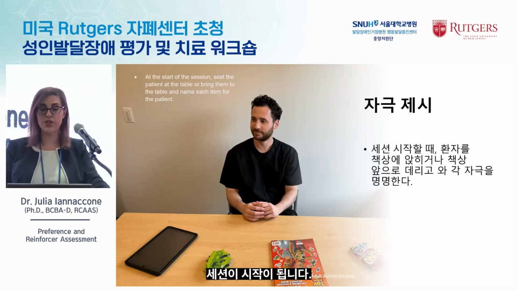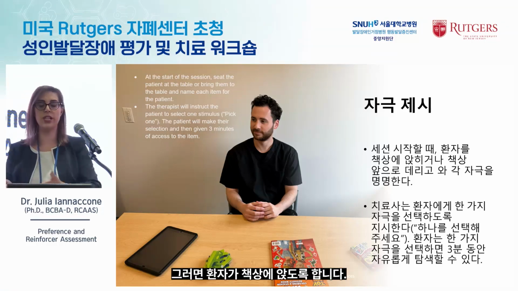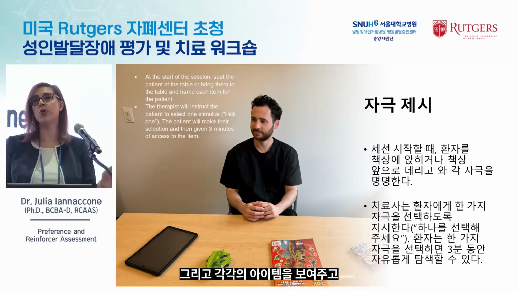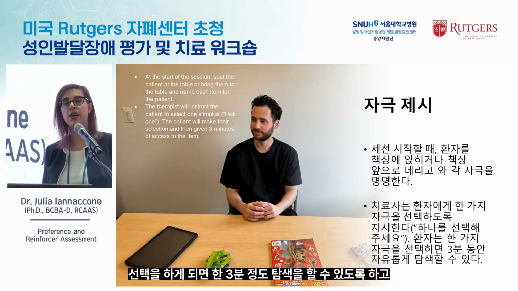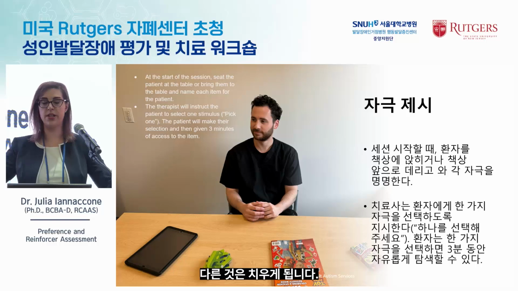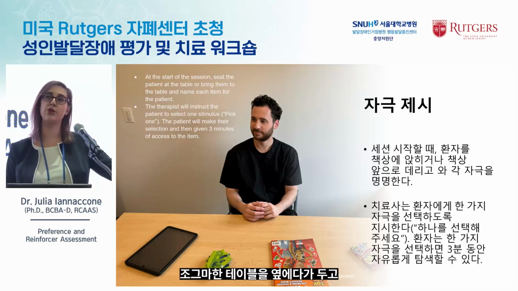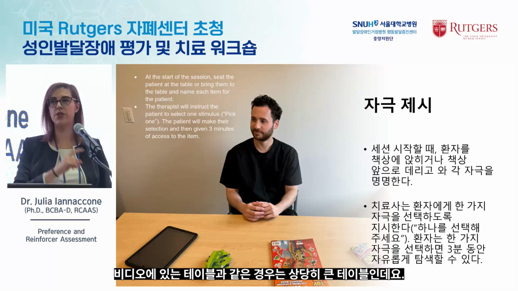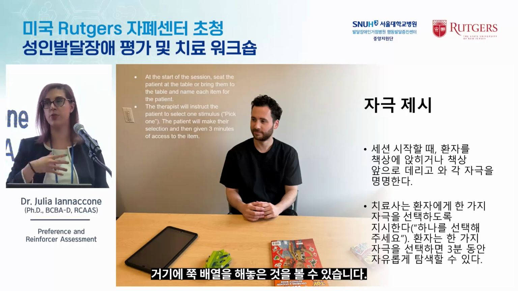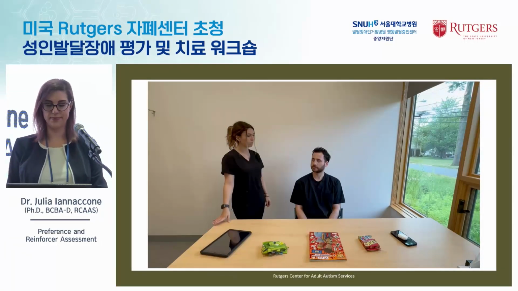At the start of the session, you seat them in front of the table. You show them what each item is and then just say, pick one. Whatever they pick, they can engage with for 3 minutes, and you block access to all the other items. If you have a small table, you could just move it away. In the videos, it's a very large table, so Tori takes all of the items away, and she remembers the order they were lined up in before she removes them. Here's an example of that.